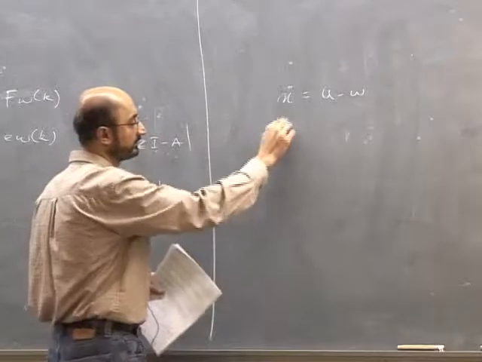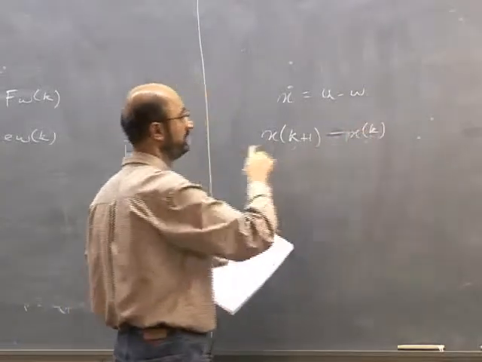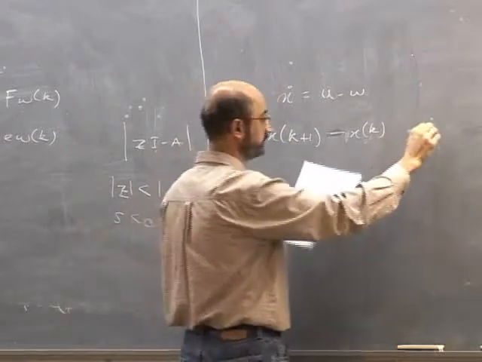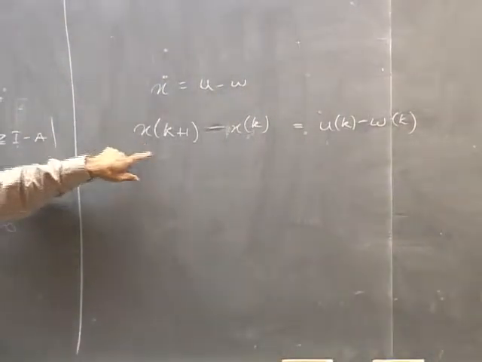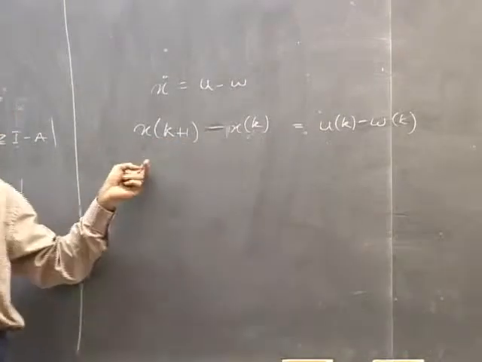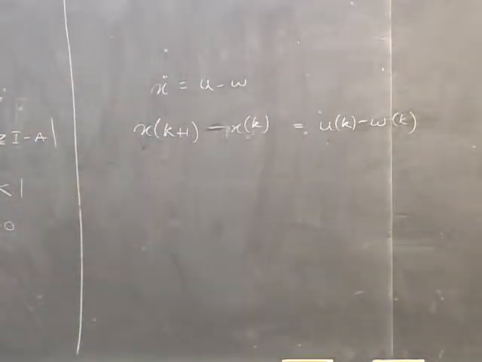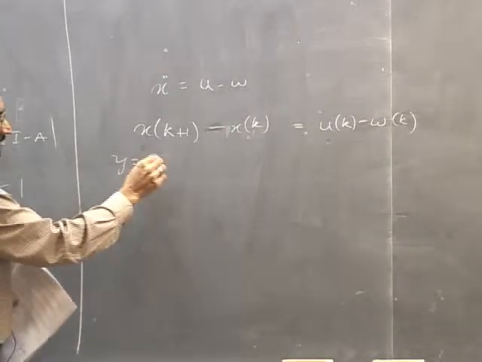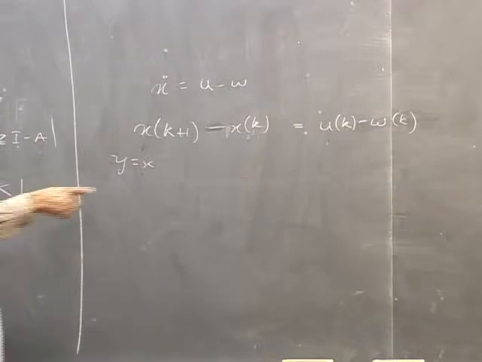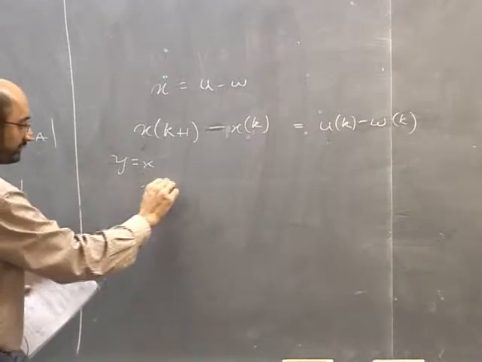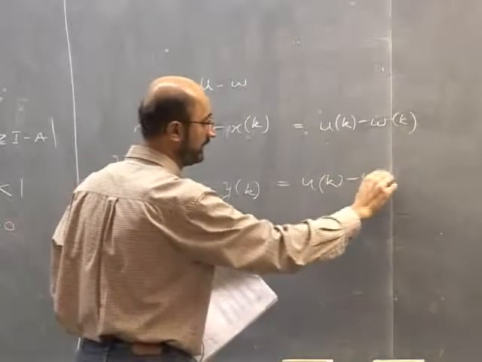We write this in discrete time as x of k plus 1 minus x of k, which is the x dot, equal to u k minus w k. What you're saying is that the value of the buffer at time k plus 1 minus x k is how much the buffer went up or down, and that's obviously how much came in minus how much went out. And of course, y equals x, so we don't really have an output, it's just a buffer. The output of the system is the same as the buffer value. So we can rewrite this as y k plus 1 minus y k, the change in output, equals u k minus w k.